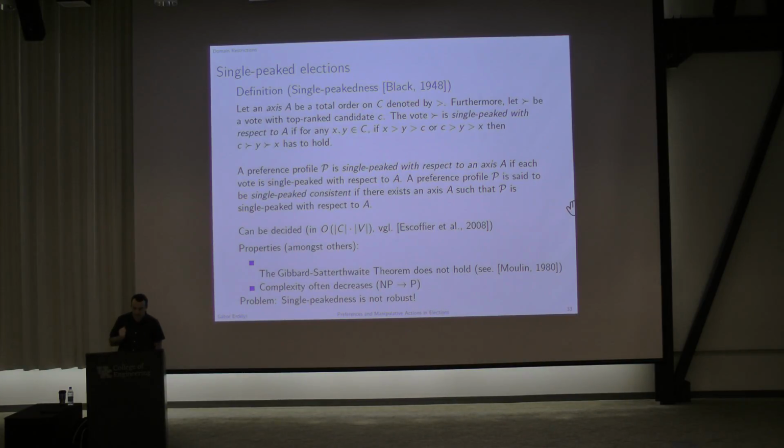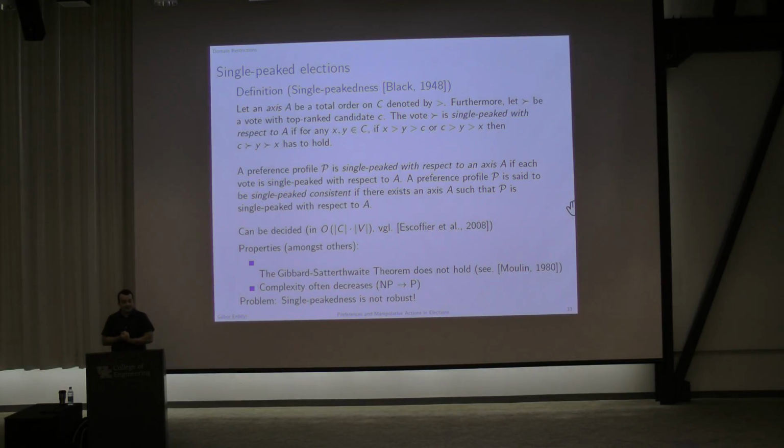Second, the Gibbard-Satterthwaite theorem, which I mentioned at the beginning of the talk, that basically every voting rule is manipulable, does not hold for single peak profiles. On the other hand, complexity often decreases. For example, there are many manipulation and bribery problems which are very hard in the general case, but if I limit myself to single peak profiles, suddenly manipulation actually becomes easy. That's very interesting.